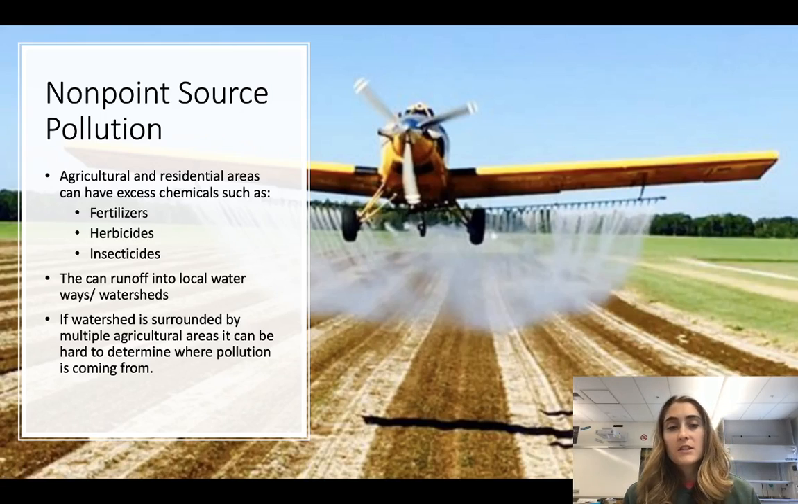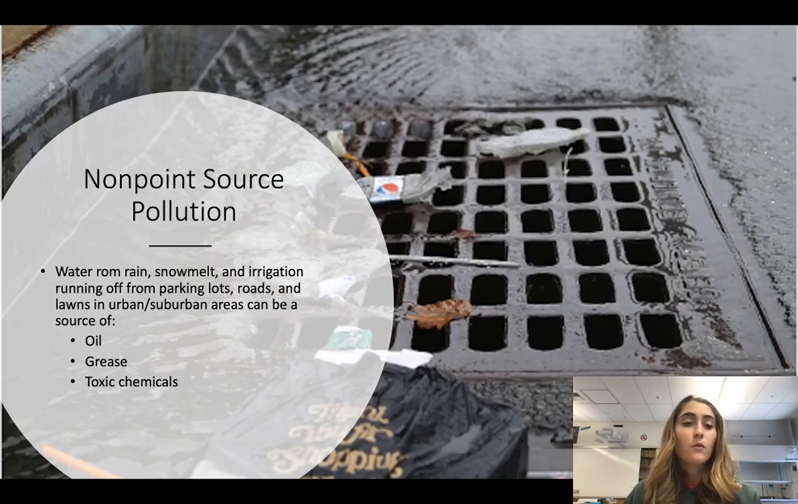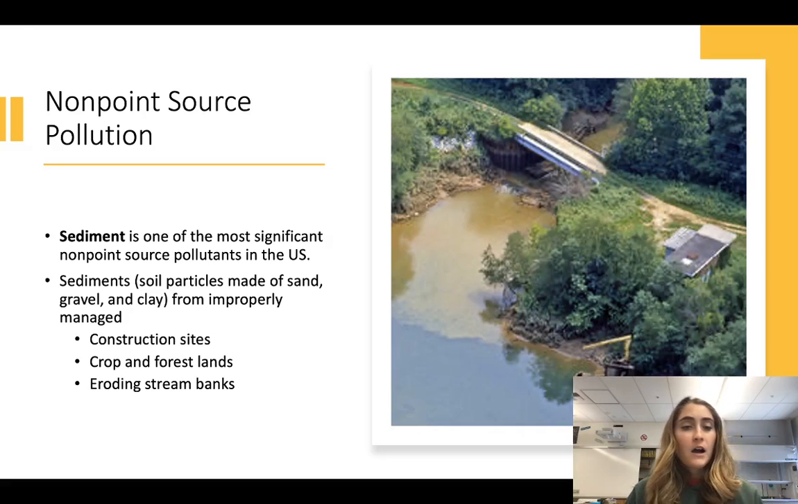So I already kind of mentioned some of these sources, but agriculture is a big non-point source pollutant, especially if you're in an area where there's a lot of agricultural fields running near a nearby water source, and they're treating their fields with fertilizers, herbicides, insecticides. Those can run off into watersheds or into bodies of water. Other things may be any type of water that's running off of non-porous surfaces, could be snowmelt, rain, irrigation from parking lots. Those are going to contain oils, grease, and other toxic chemicals, and those can definitely be problematic as well.